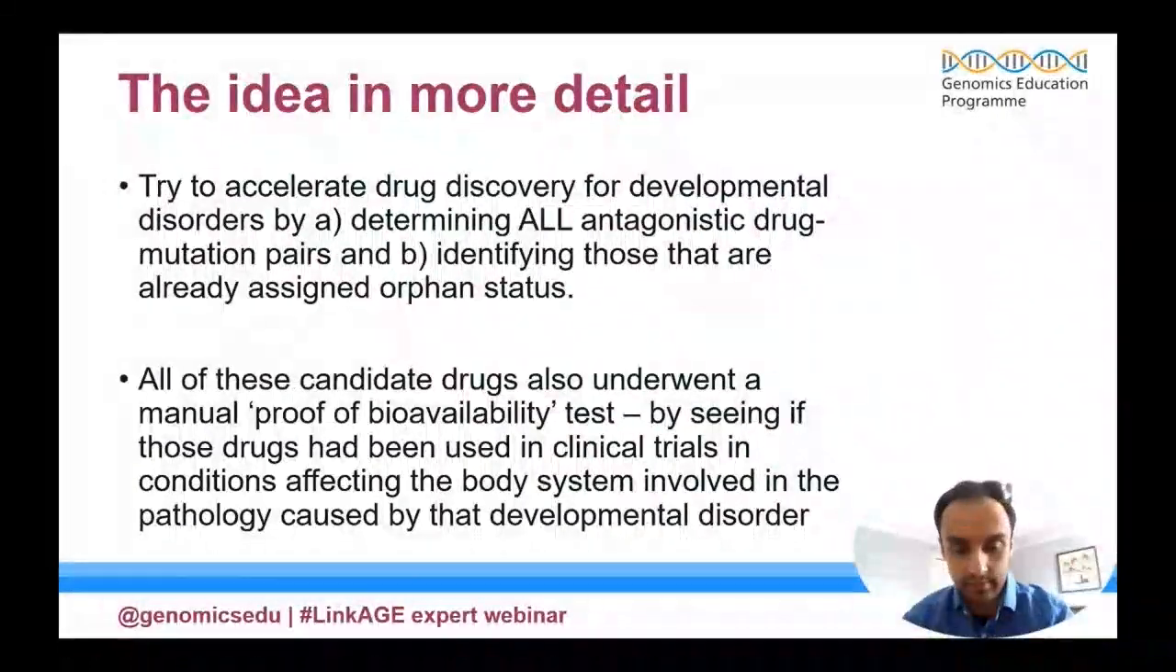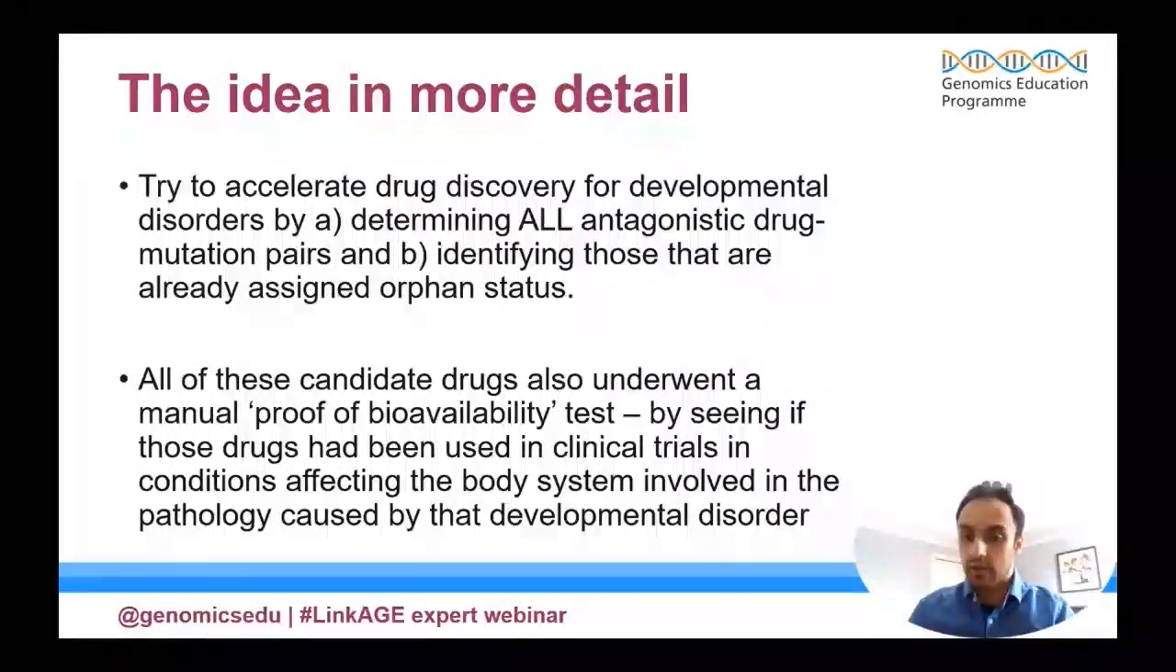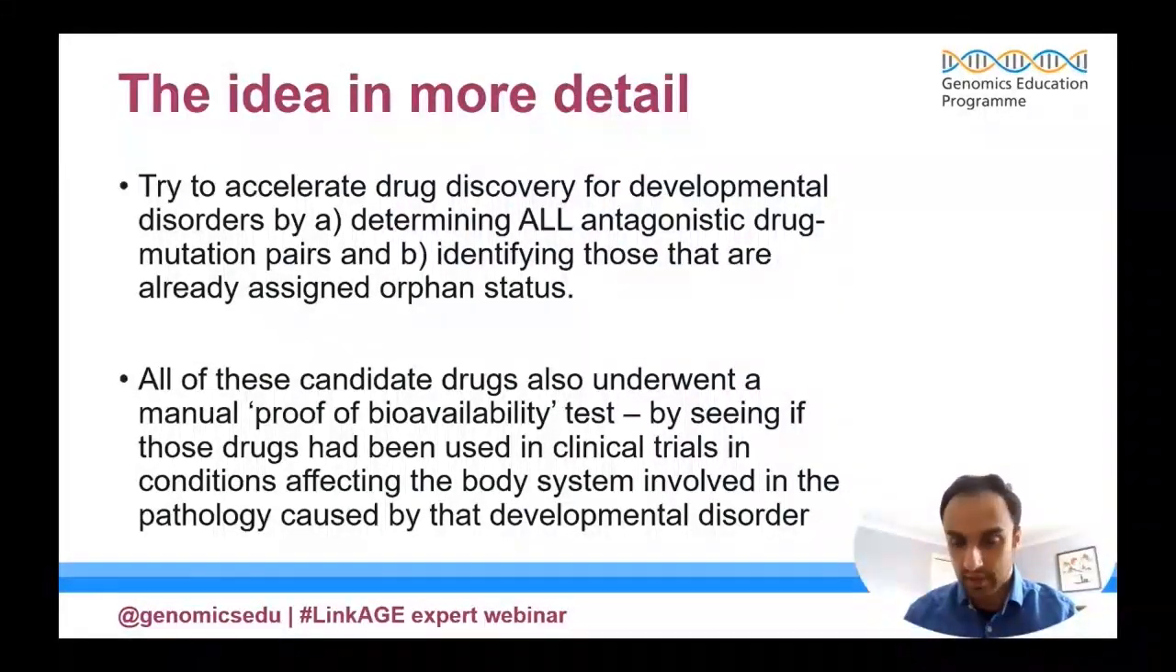In a bit more detail, the whole idea of this project and my ACF was to accelerate drug discovery for developmental disorders by, A, determining all antagonistic drug mutation pairs. What I mean by this is that, for example, if you have an inhibitor and an activating mutation, the inhibitor should work on the activating mutation. And indeed, that doesn't always hold true, but that was the purpose of this computational project.